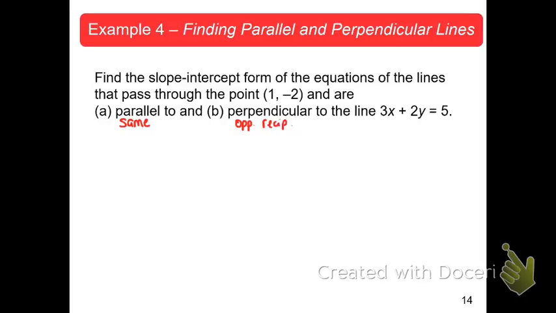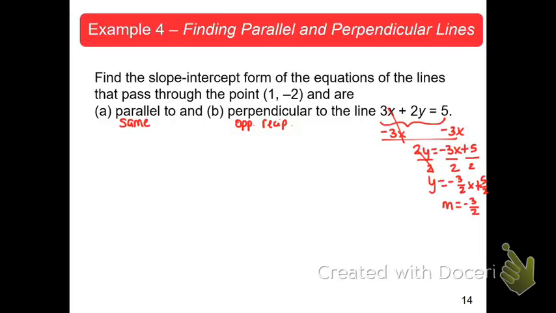Alright, now why do we need this equation here? Well, because that's what they're parallel and perpendicular to, so we need to know the slope of that line in order to find the slope of the other lines. So I'm going to go ahead and solve this one for y so I can find its slope. So I'm going to subtract the 3x. So 2y equals negative 3x plus 5. Divide everything by 2. And so y equals negative 3 over 2 x plus 5 over 2. Alright, so the slope of this line here is negative 3 over 2.